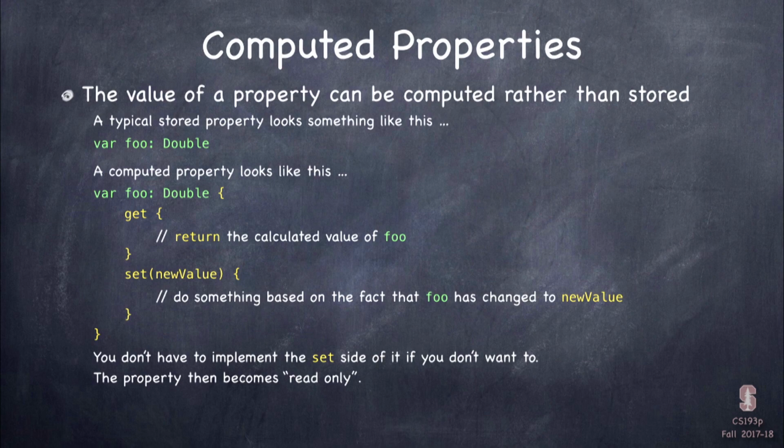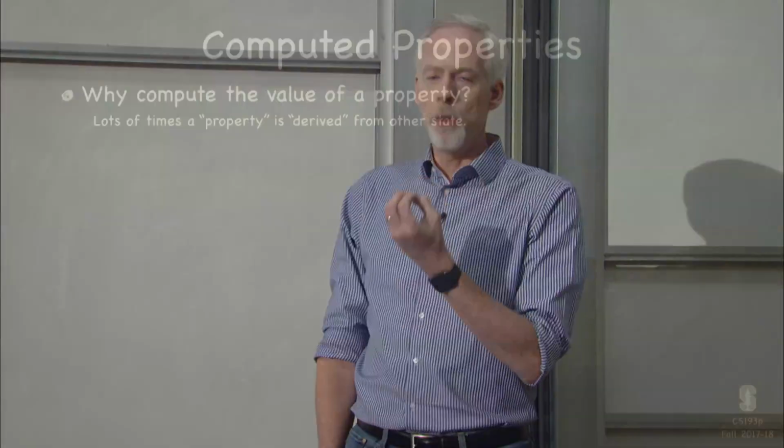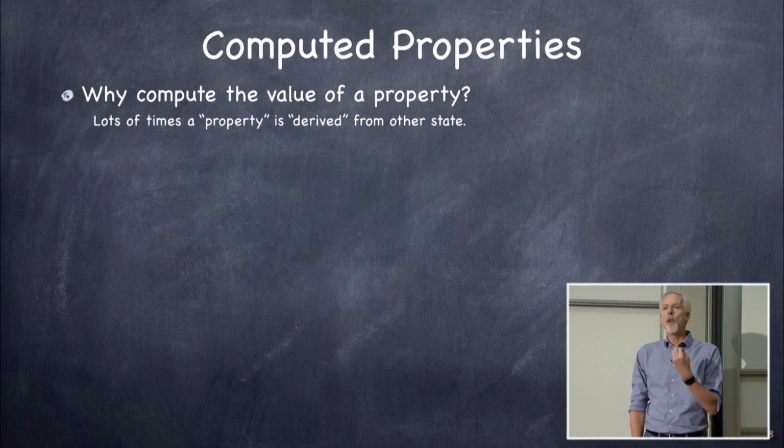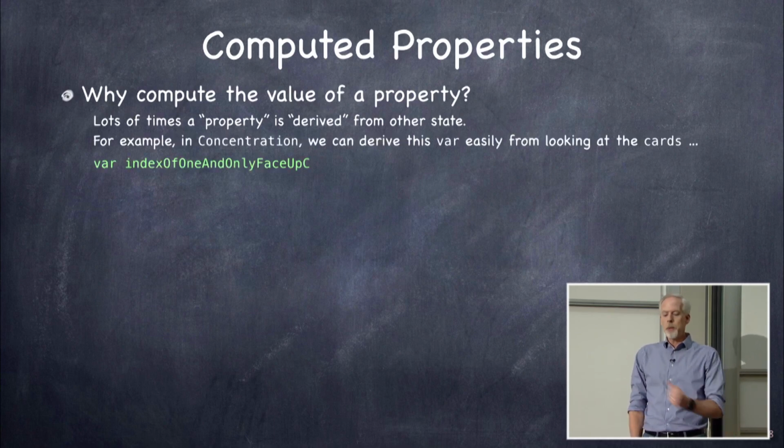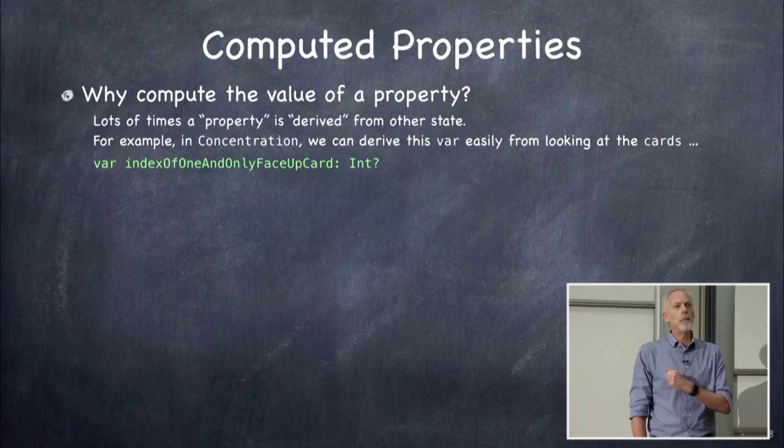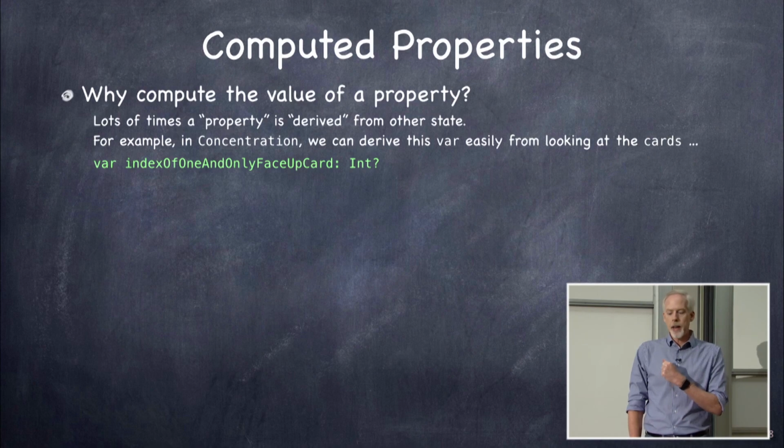So why are computed properties important? What do you use them for? Well, a lot of times you have something that is perceived as a property of your struct or class that actually is derived from other state inside of your struct. And when you have that situation, you do not want a stored property, because you don't want to have the same information in two different vars. They can get out of sync, and all kinds of problems happen. So one or the other of them wants to derive itself from the other one. Here's an incredibly good example: the index of the one and only face-up card in Concentration. That is easily derived by looking at the cards.